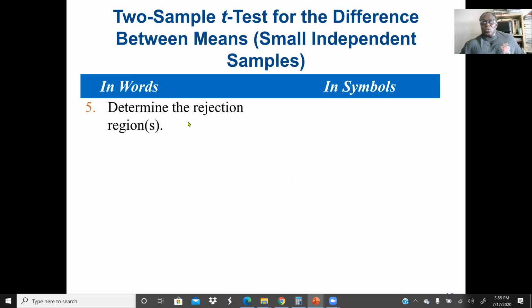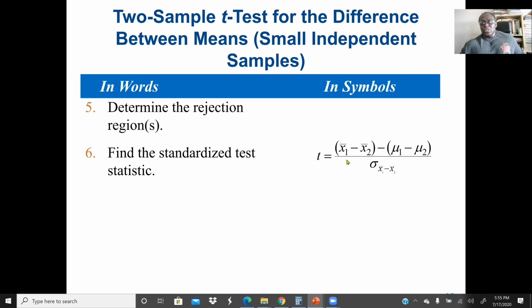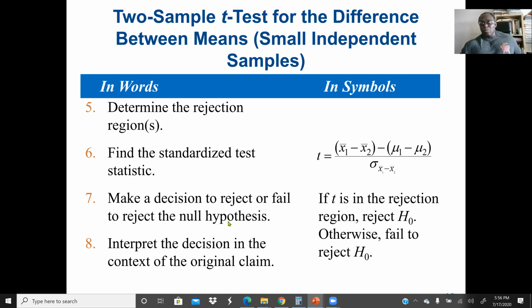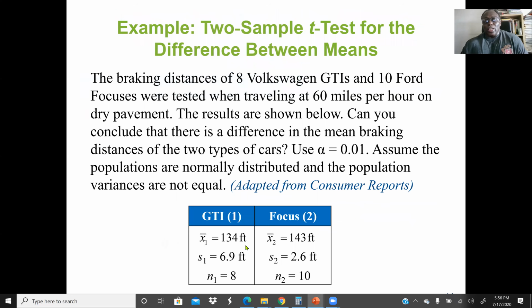Then if we know that, we can determine our rejection region. Then we find our standardized test statistic. If the value we get falls in the rejection region, then we reject H0. If it falls in the acceptance region, then we fail to reject H0. So that's where we make our decision whether to reject or fail to reject H0, which is the null hypothesis. So we're going to see an example soon. The last step is to explain your decision. So let's see a good example here.